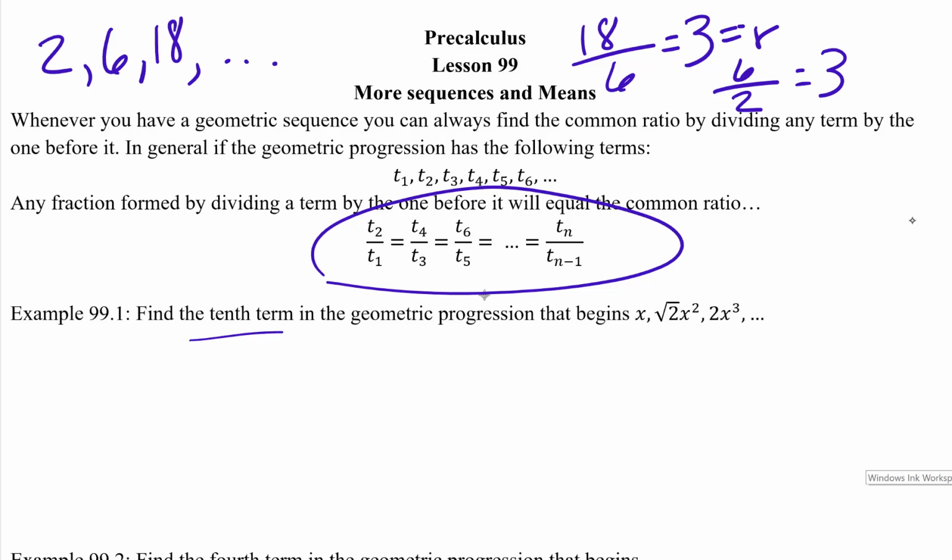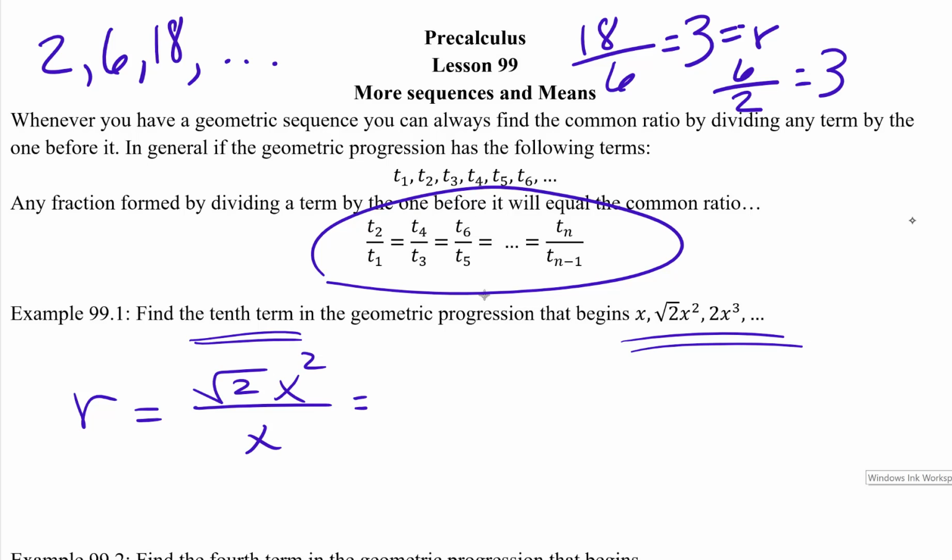All right, so if I want to find the 10th term in this geometric progression, the first thing I have to do is find the common ratio, and I'm going to use that procedure to find it. The 3 terms they give me are x, the square root of 2 times x squared, and 2x cubed. So to find the common ratio r, I'm just going to take the second term, square root of 2 x squared, and divide it by the term that comes before it, which is x. One of those x's cancels, and I'm left with x times the square root of 2. That's my common ratio.